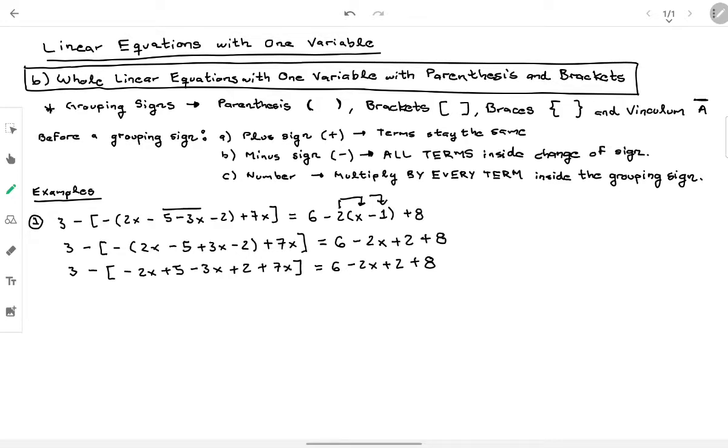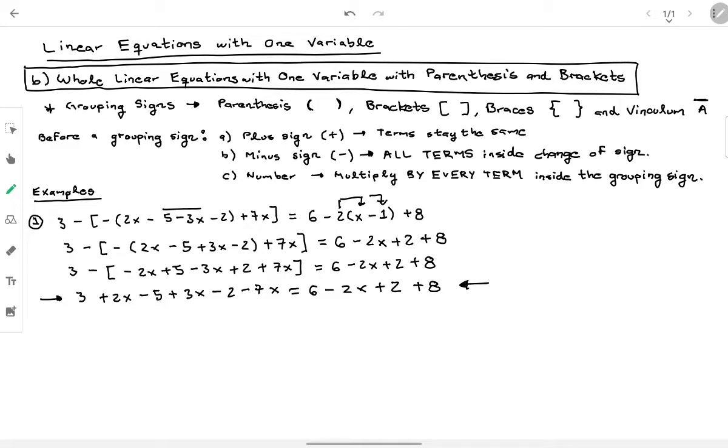Then it's the same. We have a minus sign before this bracket, so we need to change the sign of every term inside the bracket. So it's going to be 3 plus 2x minus 5 plus 3x minus 2 minus 7x equals 6 minus 2x plus 2 plus 8. So what we have here is now a normal whole linear equation.